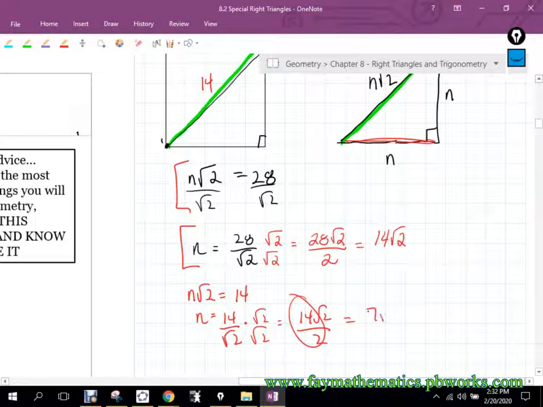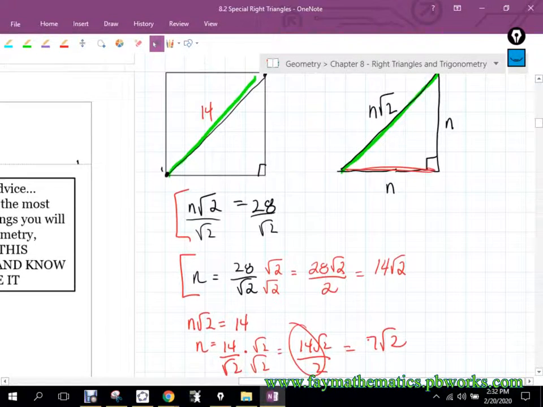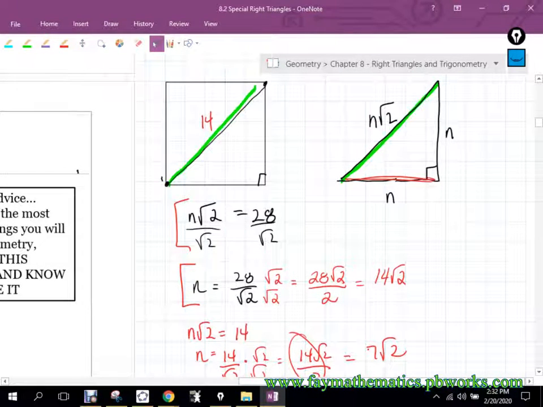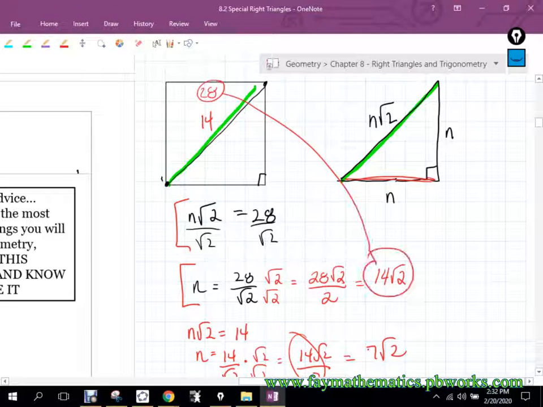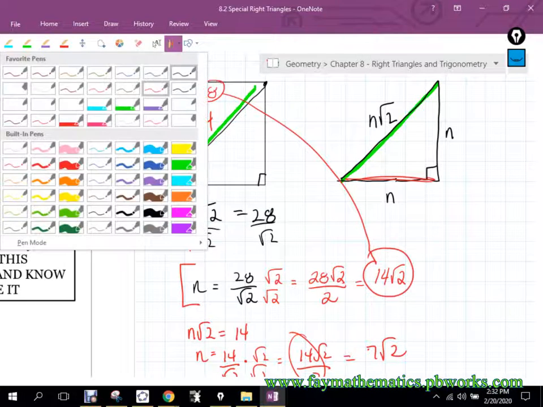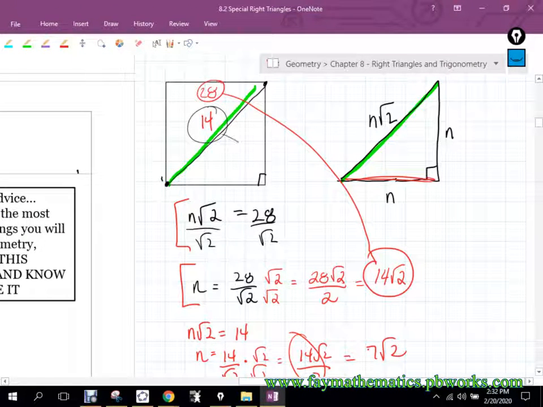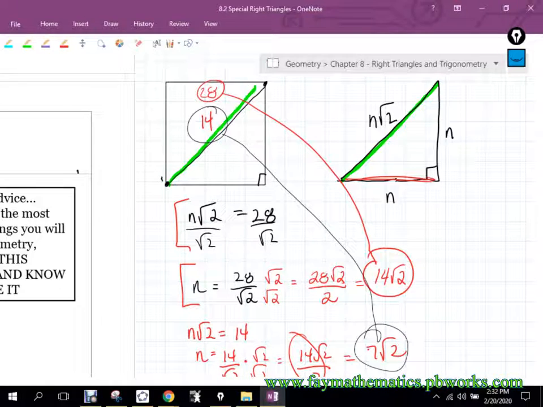They cancel, right? They divide each other. It's 7 radical 2. So we had a situation where it was 28, and then the side length became 14 radical 2. Now we have a situation where it's 14, and the side length became 7 radical 2. What do you think it's going to be if I gave you a side length to be 100? Or sorry, not the side length, the diagonal to be 100. What do you think the side length is going to be?